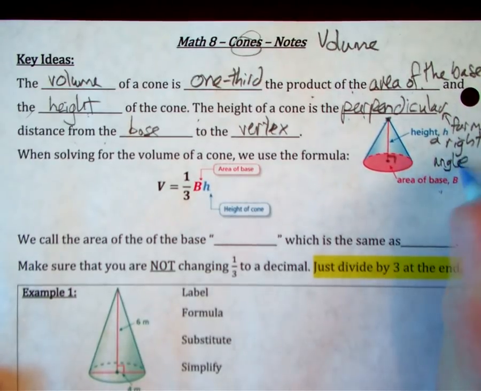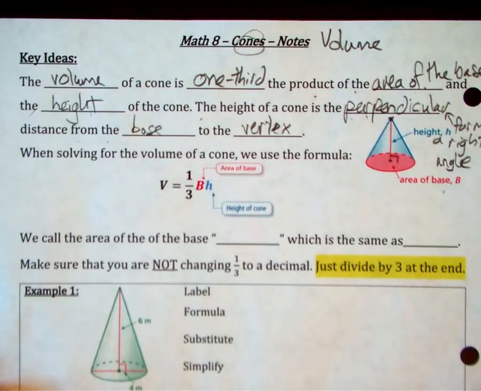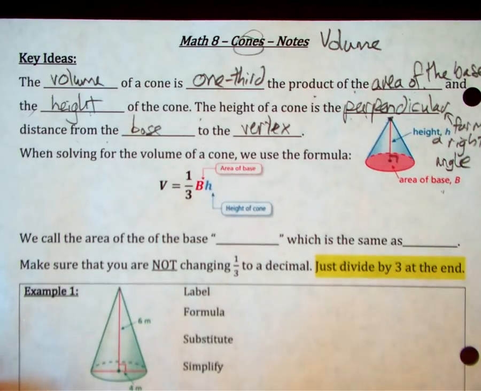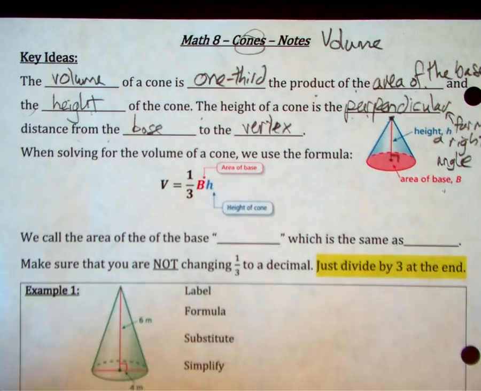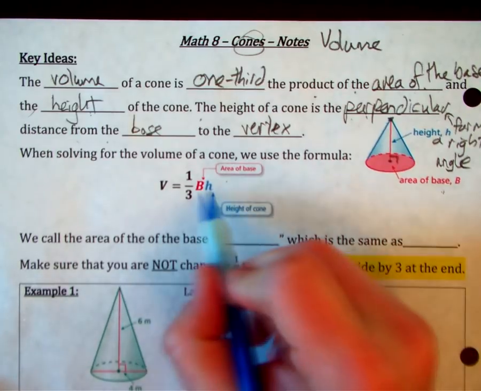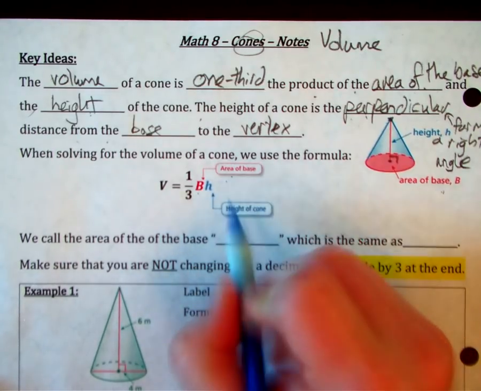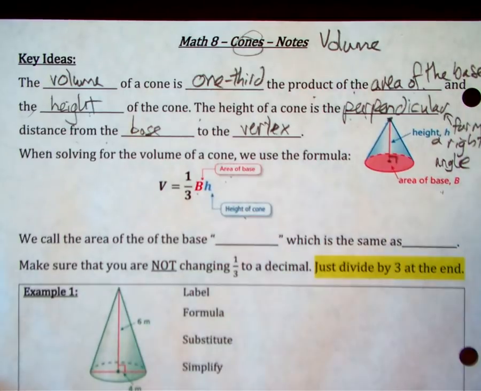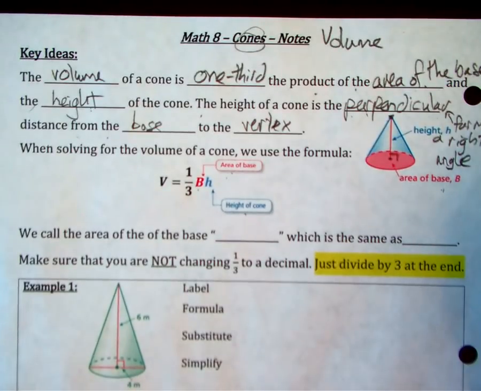All right. So now, when solving for the volume of a cone, we use the formula V equals 1/3 times big B times H, where B is the area of the base, and H is the height of the cone. Can't do the dramatic voice every time because at some point I'll mess up.